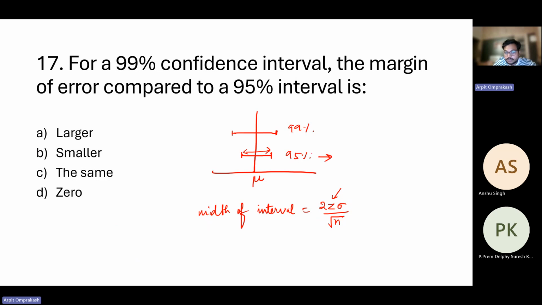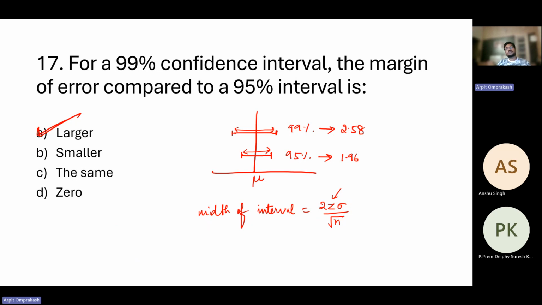For a 95% confidence interval, we have a Z of 1.96. For a 99% confidence interval, we have a Z of 2.58. Right, so the Z value increases, so the width of the interval increases as we increase the confidence level. So that's why the margin of error becomes larger, which is option A.